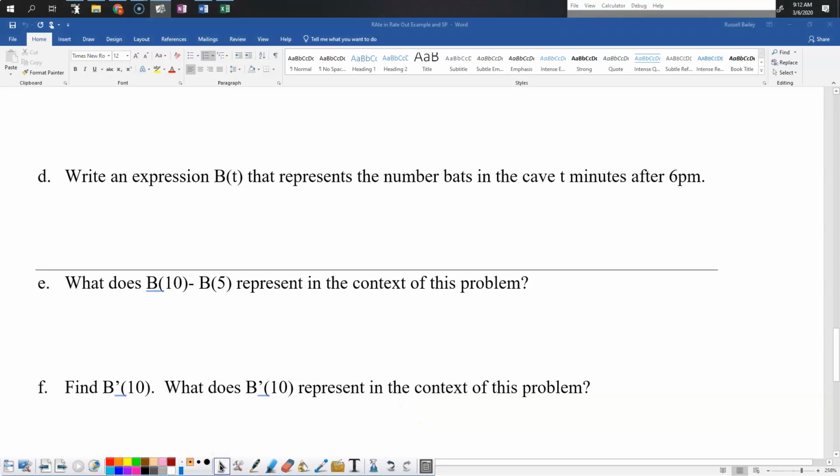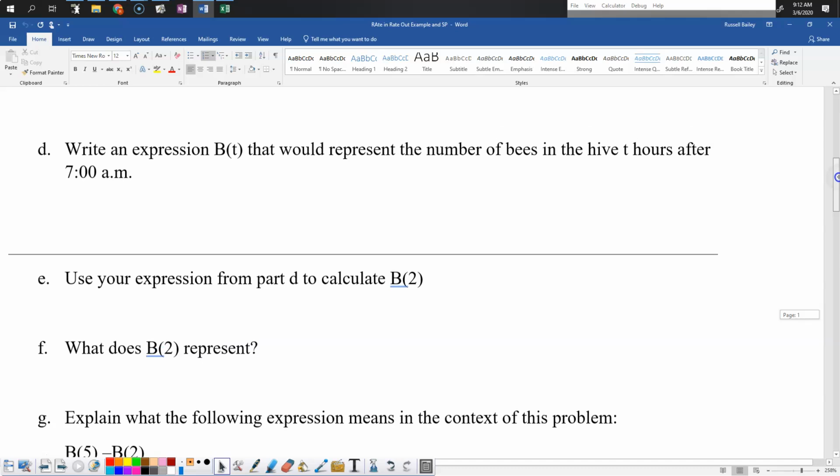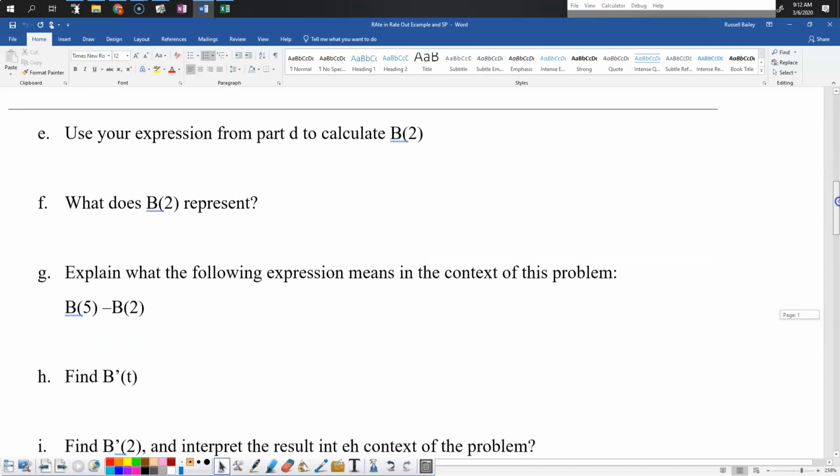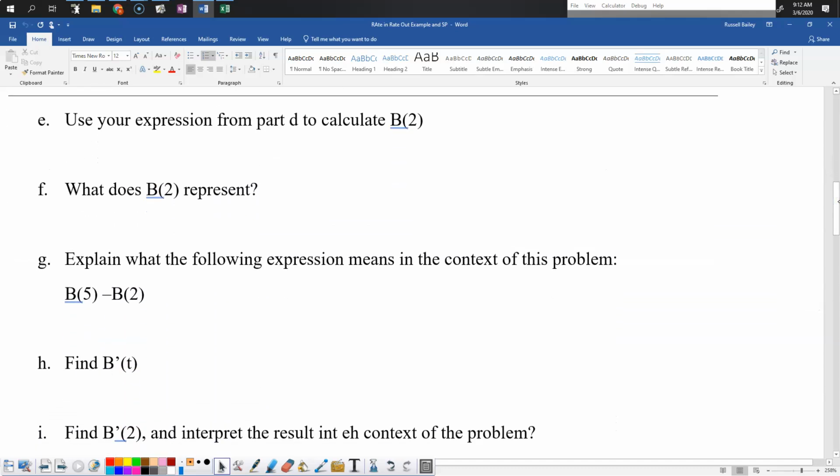Now we're going to take it up to some other types of questions you could be asked. Let's take a look at part E through I here. All right, so we're back on my problem, right? So flip your paper back over to example 2.